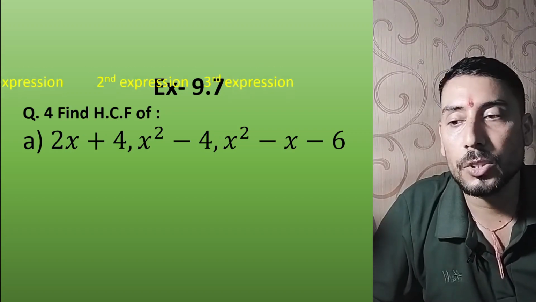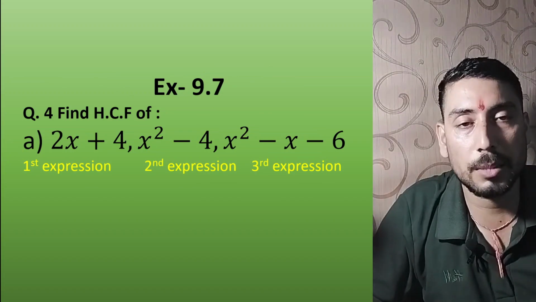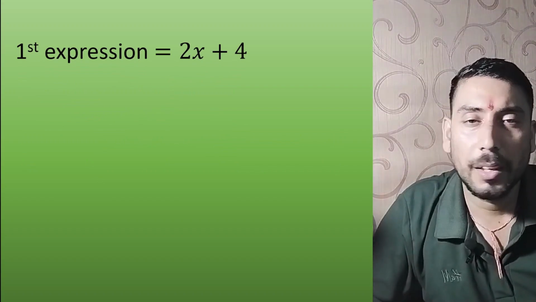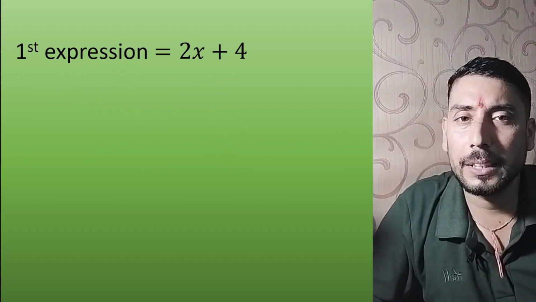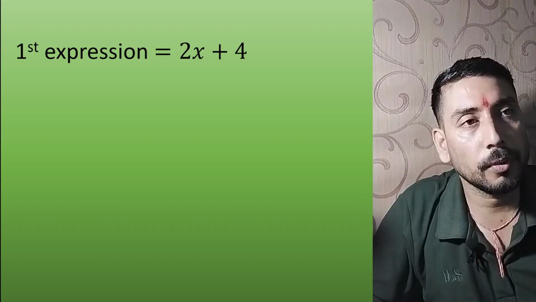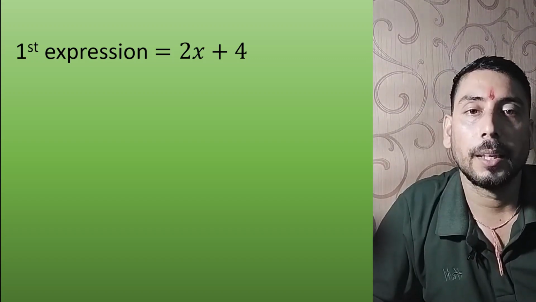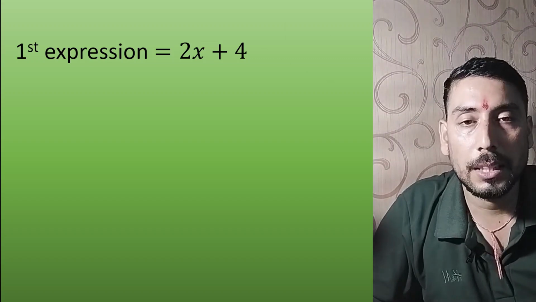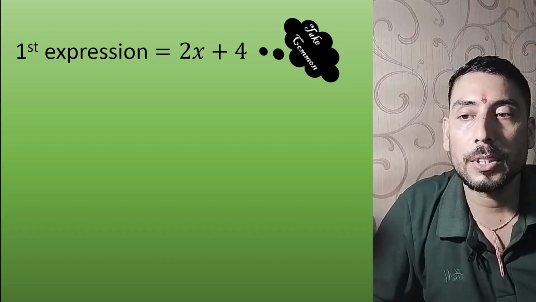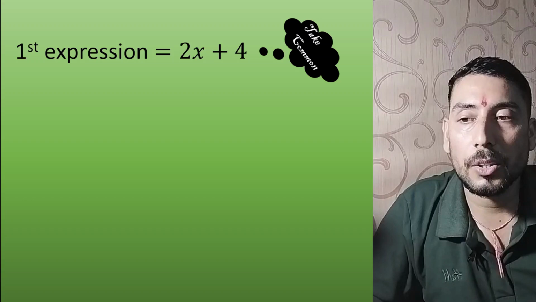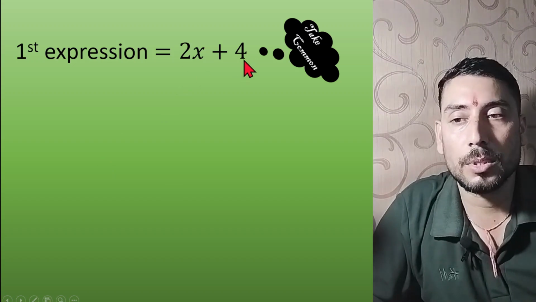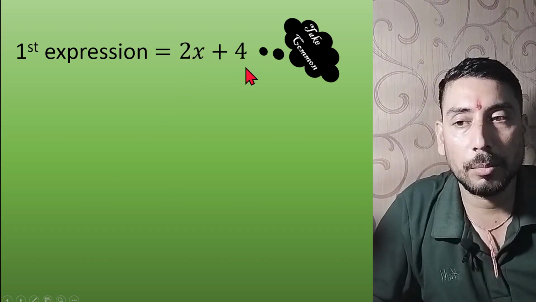Let's start. Altogether there are 3 expressions. Our first expression is 2x plus 4. Now you have already learned different techniques to find the factors of a given expression. Among them, which one do you prefer first? Yes, obviously take common. You will try to find the common in the terms present in the given expression. Here there are 2 terms, so we want to take the common from these 2 terms. One has the number 2, another has the number 4. So is there anything common?